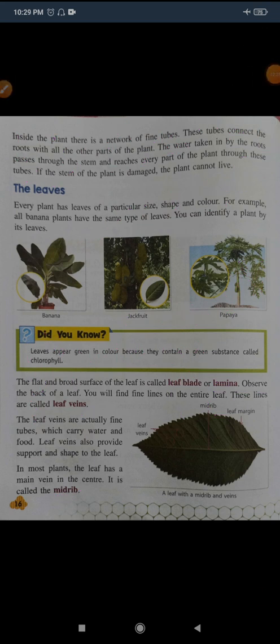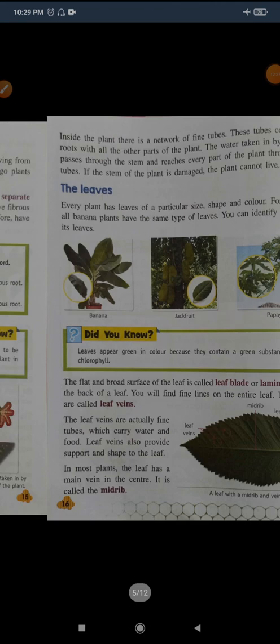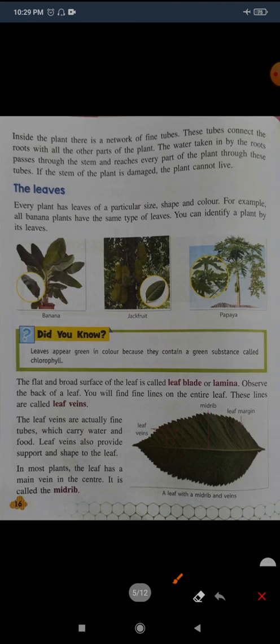So here you can see, did you know fact, that leaves appear green in color because they have a green substance. This is called chlorophyll, the green pigment. Due to this, the leaf appears green. Now let us learn more about them.